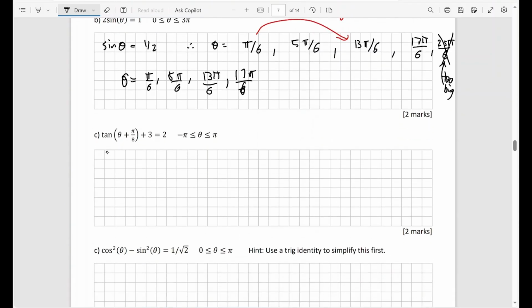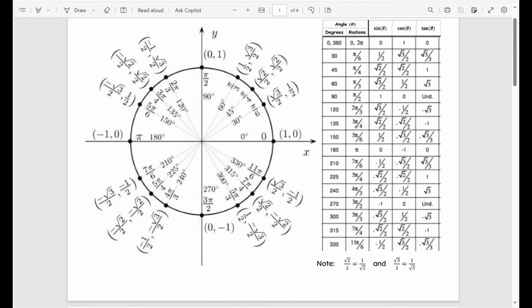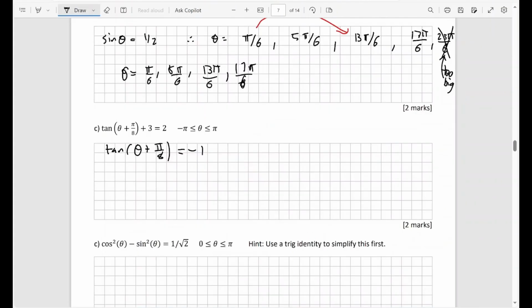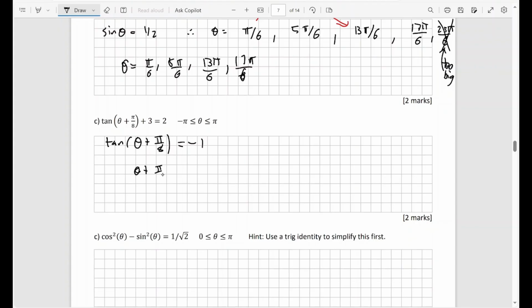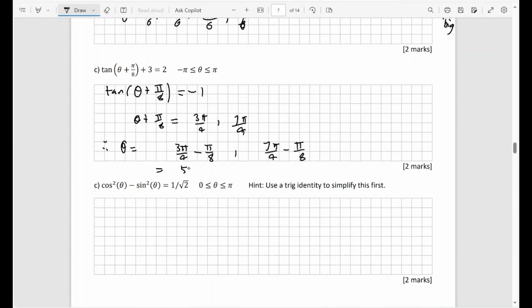Next, we got this one. So tan of theta plus pi over 8 equals minus 1, because if you move the 3 over there, you get that. So we got to think about all the bits where tan is minus 1. That happens at 3 pi over 4 and 7 pi over 4. So you're going to get theta plus pi over 8 equals 3 pi over 4 or 7 pi over 4. So therefore, theta equals 3 pi over 4 take pi over 8, or 7 pi over 4 take pi over 8, which is going to give you 5 pi over 8, or 13 pi over 8.